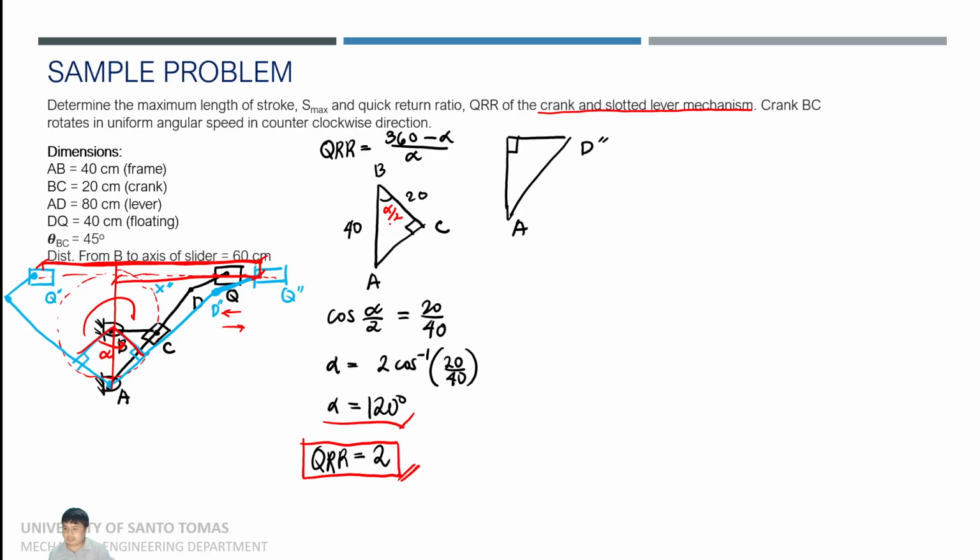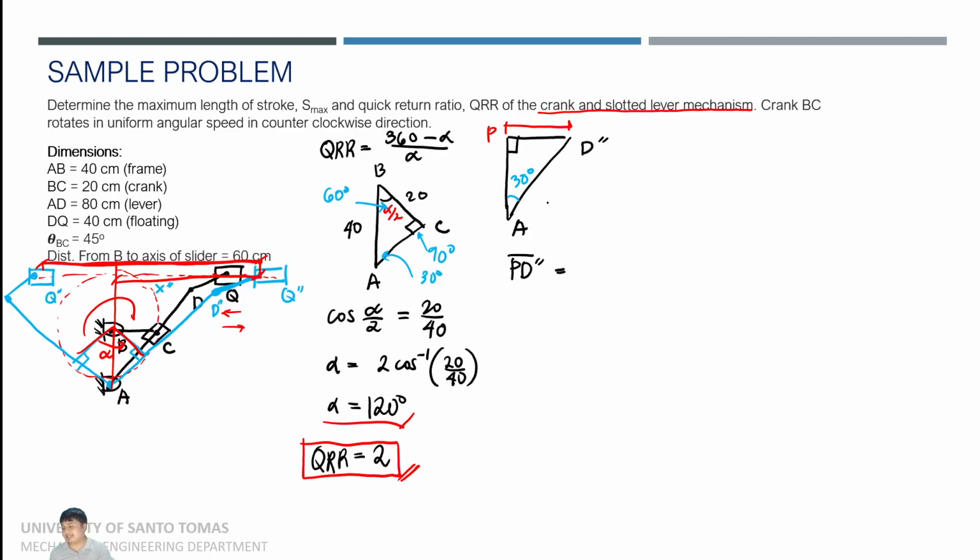So if this is 120, sorry, this is actually 60 degrees because this is theta over 2. This is 90. Therefore, this should be 30 degrees. So we can say that this is 30 degrees right here. So we can solve for this length right here. I'll just call this P, PD. So length PD is equal to, I'll just use the sine law.